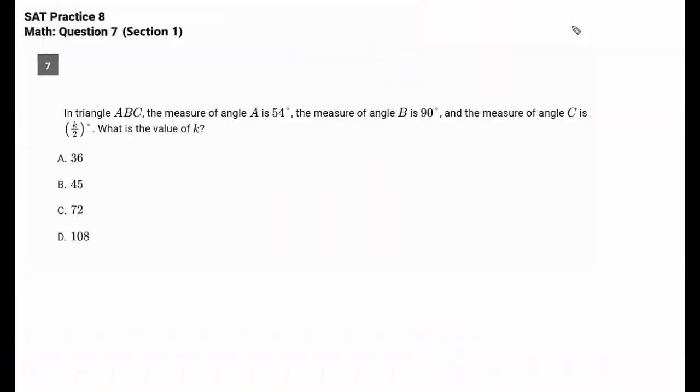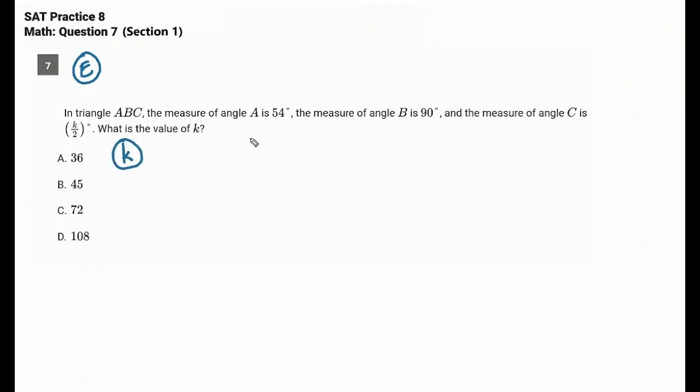We're on SAT Practice Test 8, Math Section 1, Question 7. What's the level of difficulty here? It's easy. First 7 questions on Section 1 are always going to be easy. In triangle ABC, the measure of angle A is 54 degrees. Measure of angle B is 90 degrees, and the measure of angle C is K over 2 degrees. What's the value of K? So write down what you want.